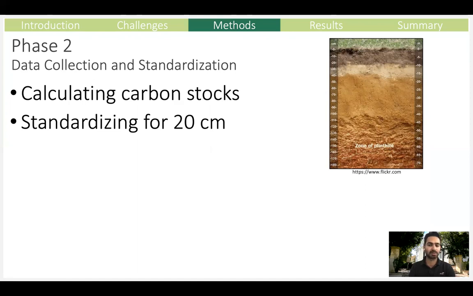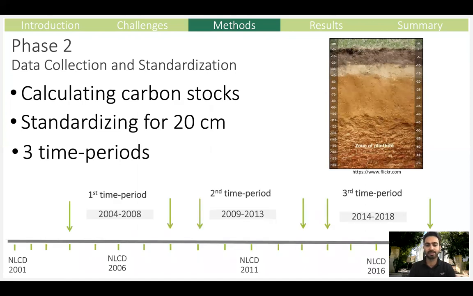to measure the stock for, and then we tied up a land cover for a particular time period. So all the points between 2004 to 2008, their current land cover will be associated with 2006 conditions, and 2009 to 2013 with 2011, and respectively 2014 to 2018 will be represented by 2016.